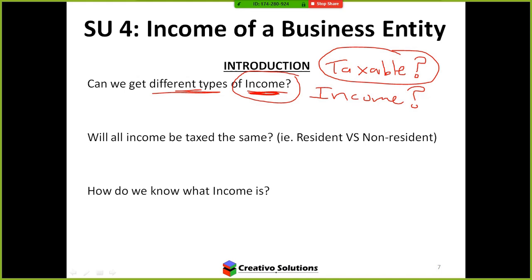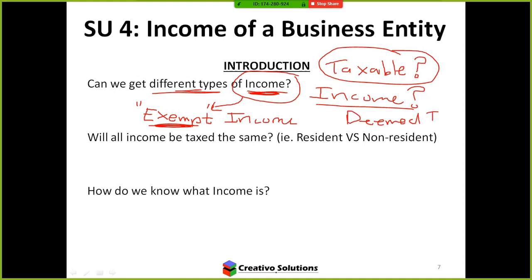Sometimes you have income that isn't included, and we call that exempt income. Is exempt income still income? Yes, it is. But is it taxable? No, it isn't. Sometimes you have things that aren't considered income, but SARS deems them to be income. Deemed income. They don't call it deemed income, they call it a special inclusion. That's what they call it.